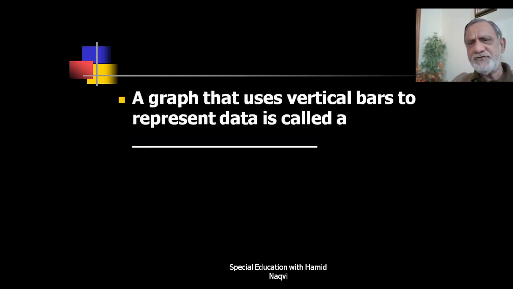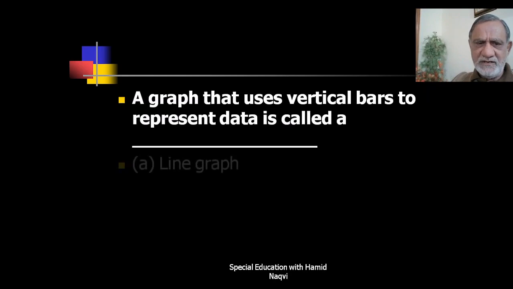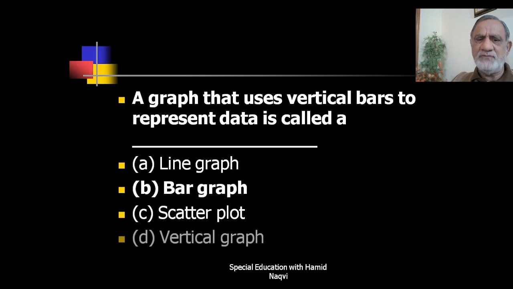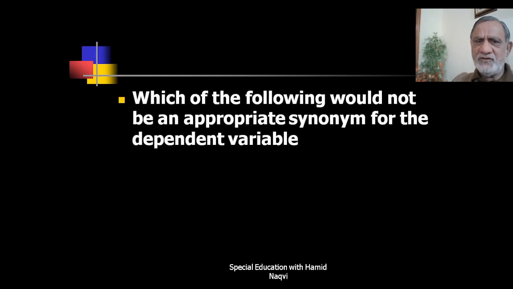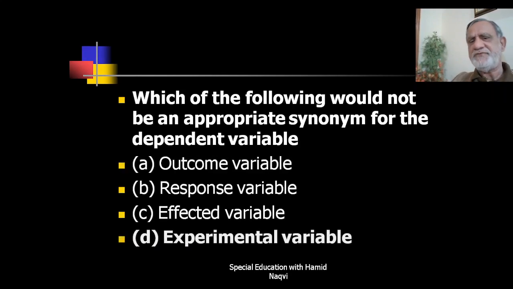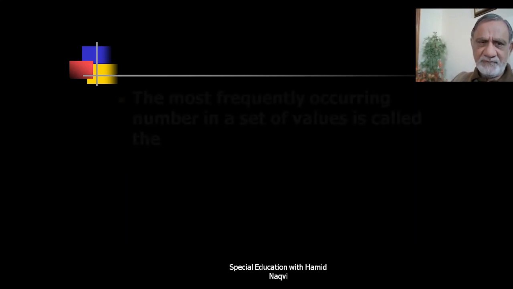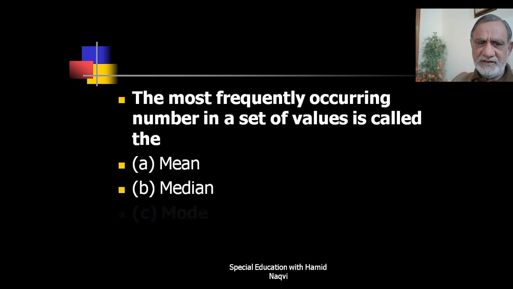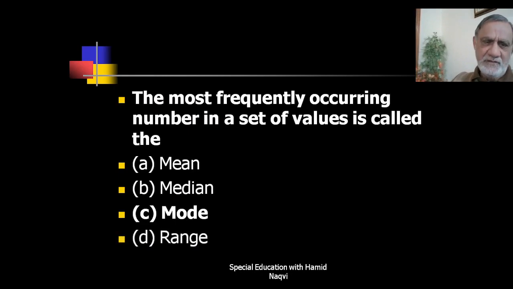A graph that uses vertical bars to represent data is called line graph, bar graph, scatter plot, or vertical graph. Bar graph is correct one. Which of the following would not be an appropriate synonym for the dependent variable? Outcome variable, response variable, affected variable, or experimental variable? Last one, experimental variable, is the answer. The most frequent occurring number in a set of values is called mean, median, mode, or range. Mode is most frequently occurring number.